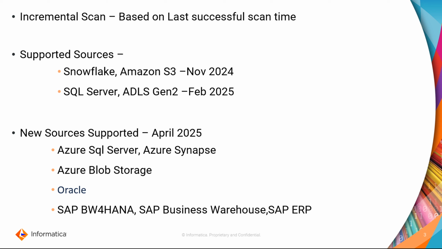Here is an overview of supported scanners. The incremental scan for Snowflake and AWS S3 support was introduced in the November 2024 release. The on-premise SQL Server and ADLS Gen2 compatibility came with the February 2025 release. In the April 2025 release, we have added a few new sources such as Azure SQL Server, Azure Synapse, Azure Blob Storage, Oracle, SAP BW for HANA, SAP Business Warehouse, and SAP ERP, enhancing your scanning capabilities further.